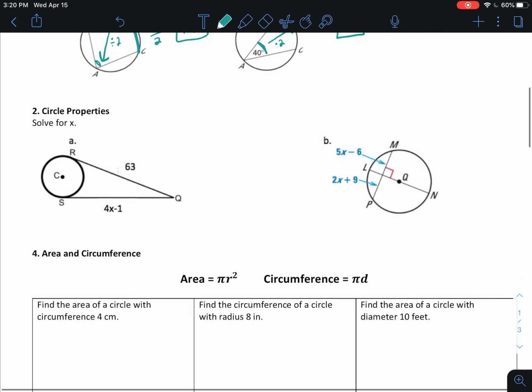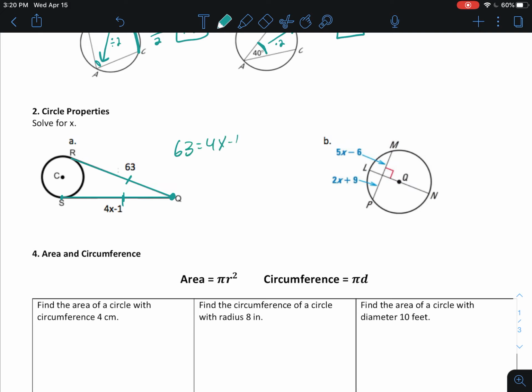All right, circle properties. The property here was that it comes from the same point. Both R and S are tangent, so that means that this side is equal to this side. So we would set 63 equal to 4x minus 1. Add the 1 to the other side, that gives us 64 is equal to 4x. We divide by 4 from both sides. That gives us x is equal to 16.